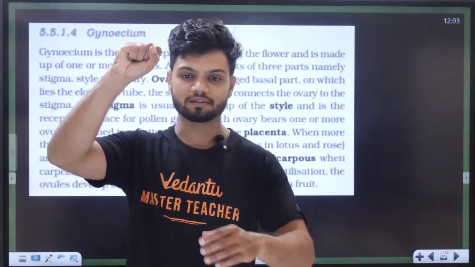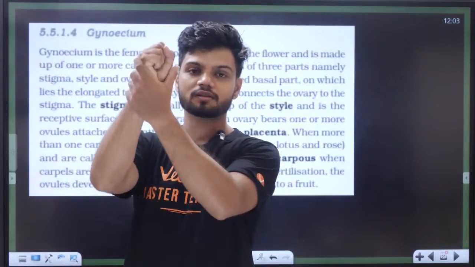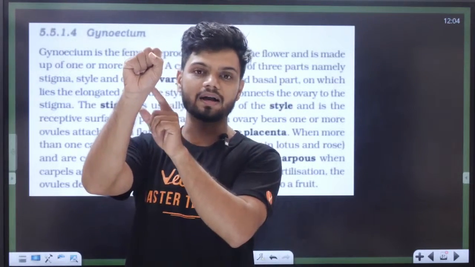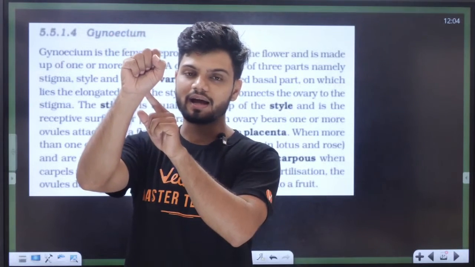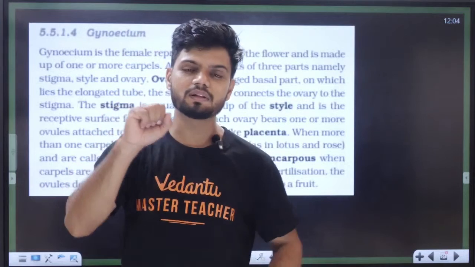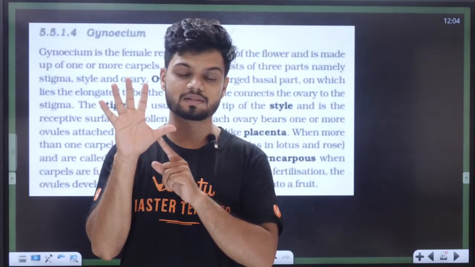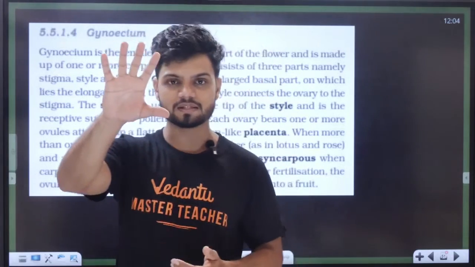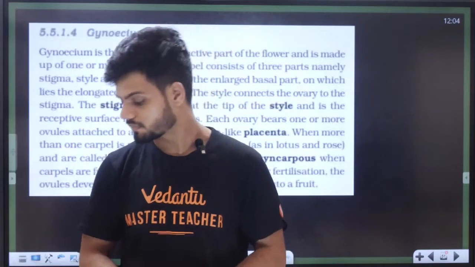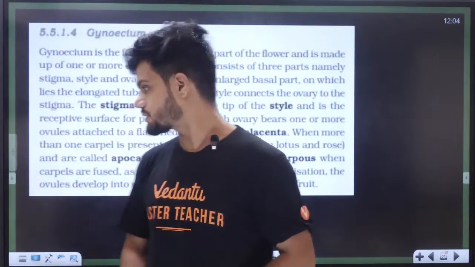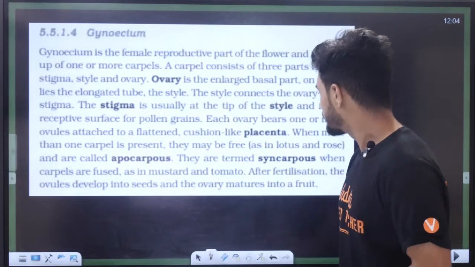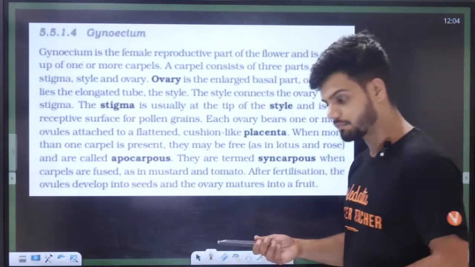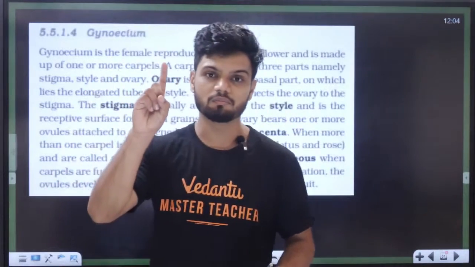Okay, understand students. This is my entire hand, right? The entire thing is called your pistil. Just like how a hand has many fingers, similarly, a pistil will have many carpels. So tell me students, if there are many carpels, what do you call them? It's given in the NCERT also, I guess. Multicarpellary. If there is a single carpel, monocarpellary.